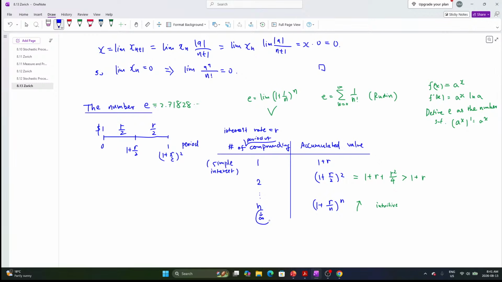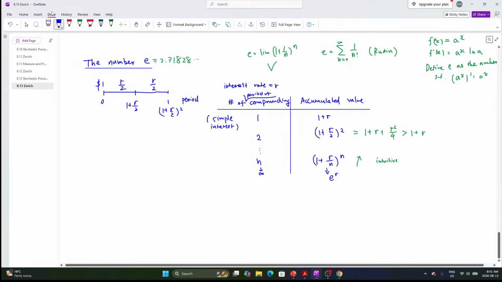As it turns out, if n tends to infinity, this sequence (1 plus r over n) raised to the n will converge to a constant. That constant is e to the r. That's the idea of what we're going for. So now let's take a look at the special case where r is 1. We are going to actually prove this sequence converges, and the limit is called e. So that's the intuition. And let's start with the definition. This is example 13 in Zorich.